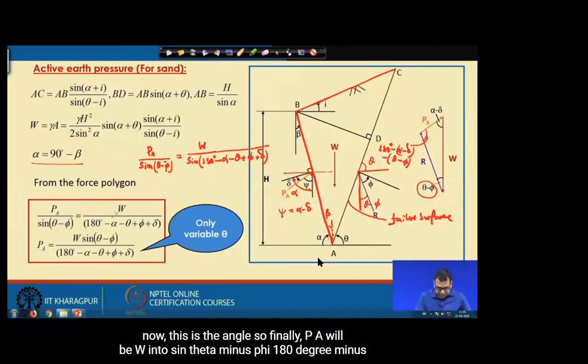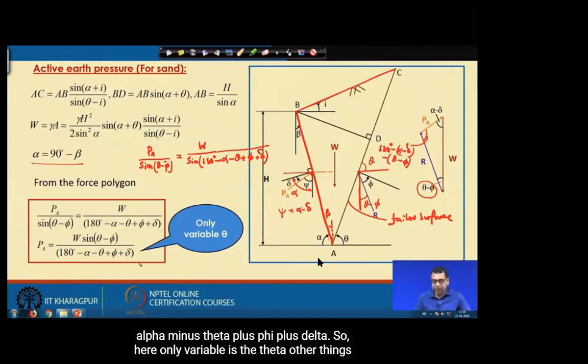So, now this is the angle. So, finally, PA will be W into sine(theta minus phi) over sine(180 degree minus alpha minus theta plus phi plus delta). So, here the only variable is theta. Other things are known.